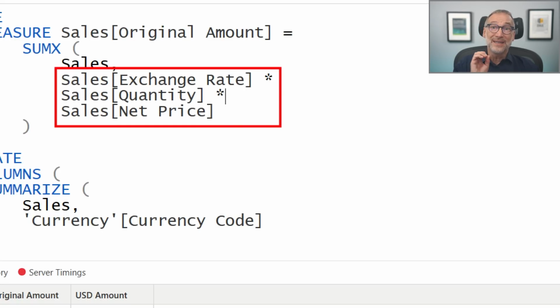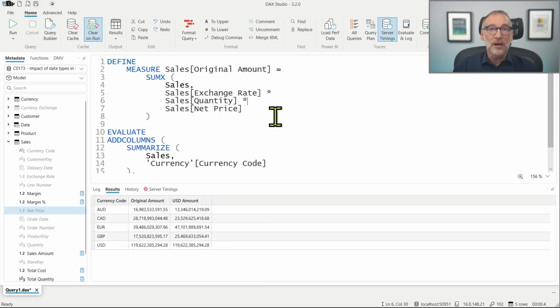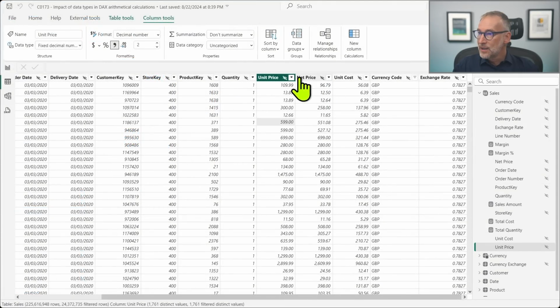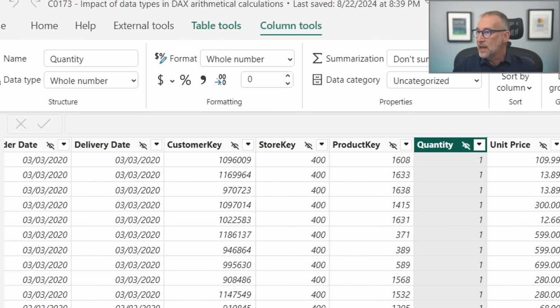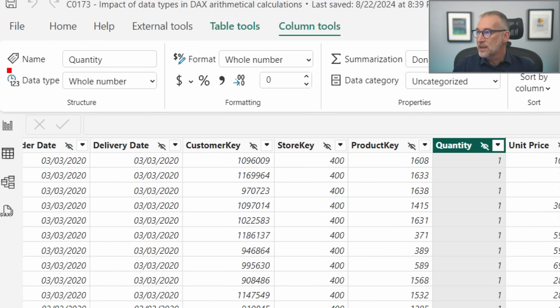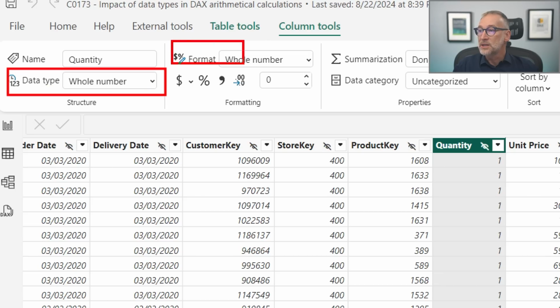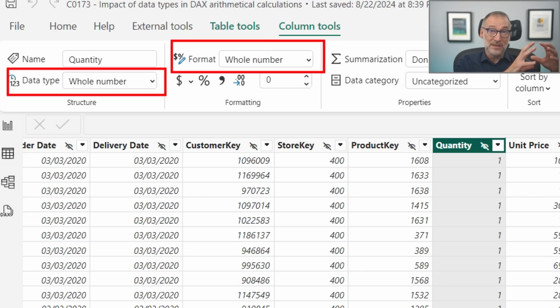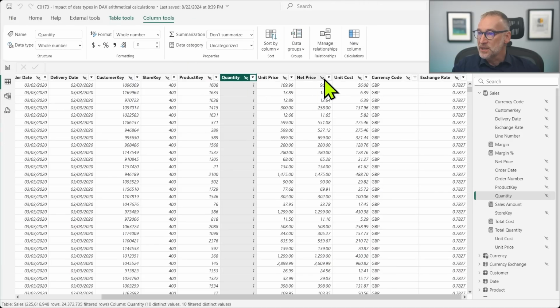Let's take a look at the data types of the three columns that I'm using. Quantity is an integer. Whenever you want to look at the data type, you need to look at this section. This is telling me that it is a whole number and it is formatted as a whole number. Remember, format strings are about how you see data. The data type is how you store data. So for the quantity, it's pretty easy.